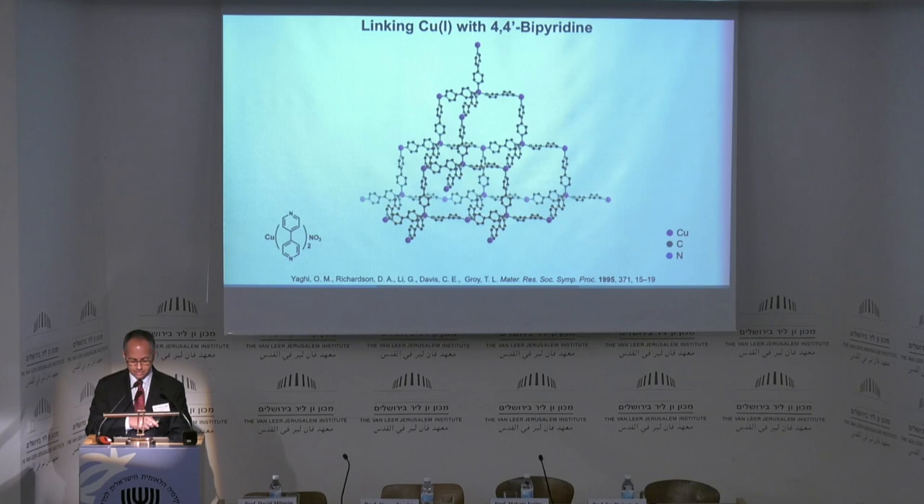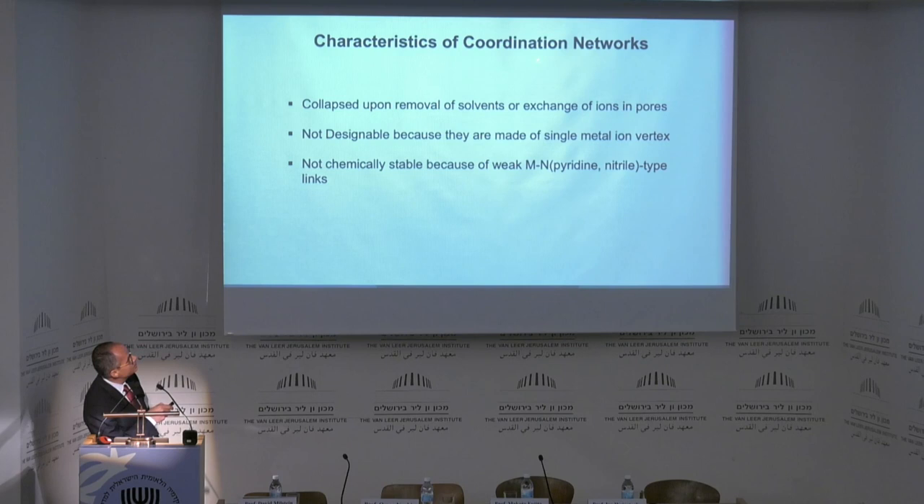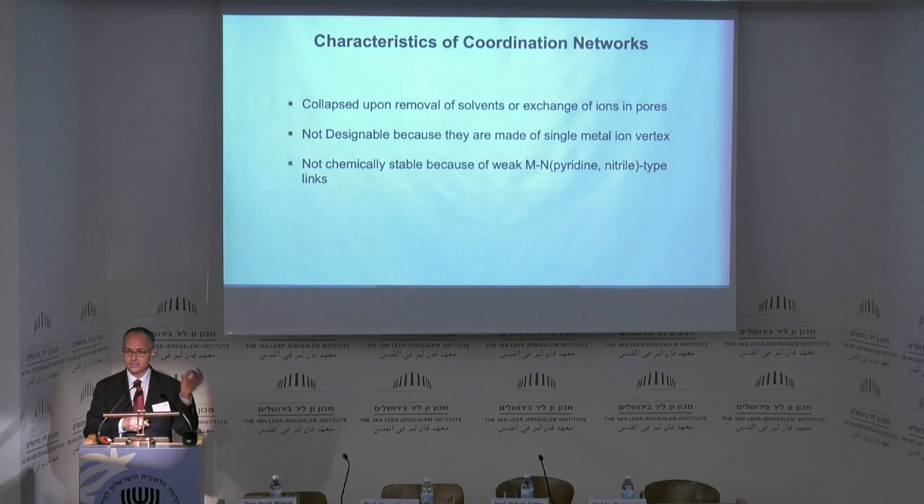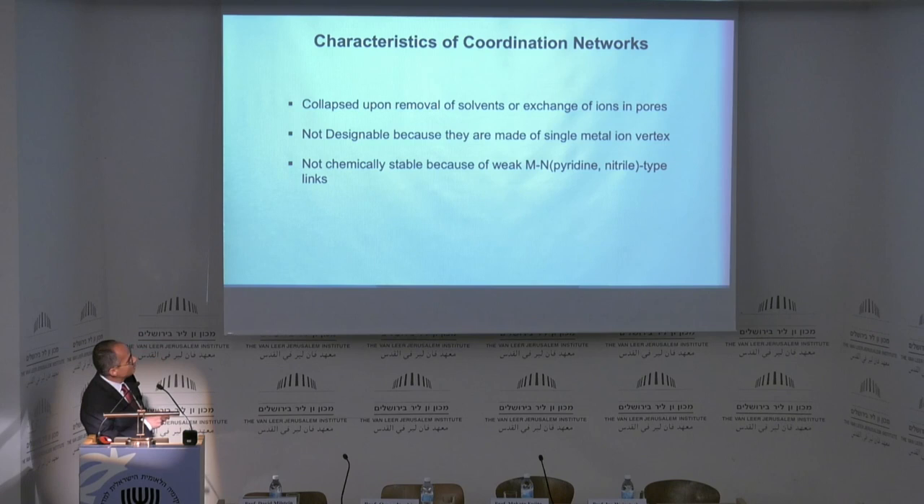So these, what I call coordination networks, which are made from neutral linkers and metal ions, collapse upon removal of solvent or exchange of ions. They were not designable because they're made from single metal ion vertices. Notice all of them have vertices that are made from copper 1 or some metal ion like that. And as you all know, metal ions can have many different geometries, many different connectivities, and so you're not able to design them. And they're not chemically stable because they're made from metal nitrogen bonds.